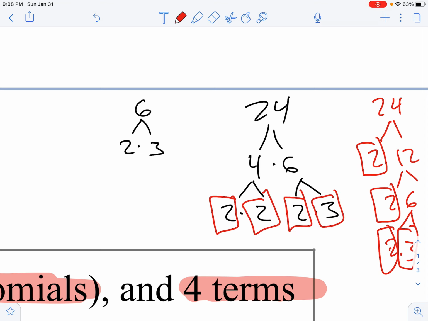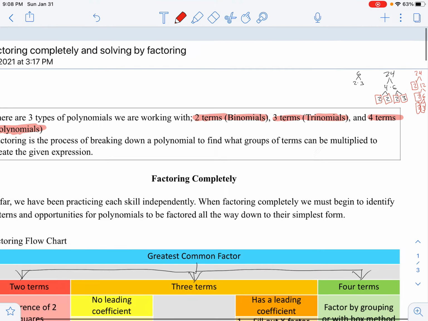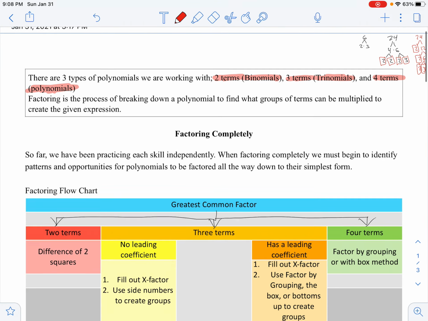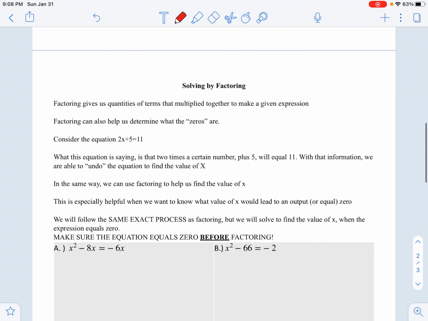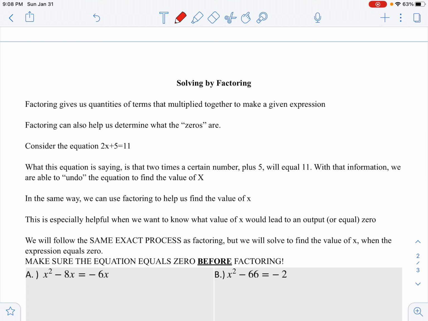So factoring is just breaking down a polynomial into the sets of numbers that multiplied to make that polynomial in the first place. When we're talking about solving by factoring, it's going to give us quantities that multiplied together to make a given expression, right? That's what we already learned factoring does. But it helps us determine what the zeros are. And the zeros come in when we start graphing these. You're not going to see that yet. But we're going to start practicing it mathematically now so that we can apply it graphically later.